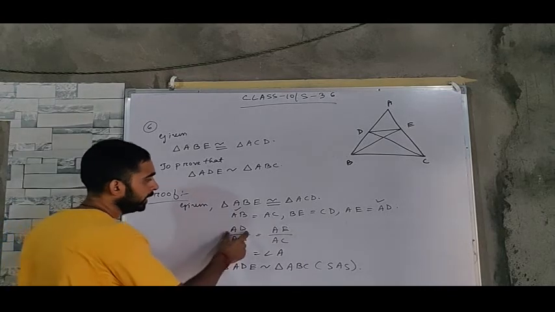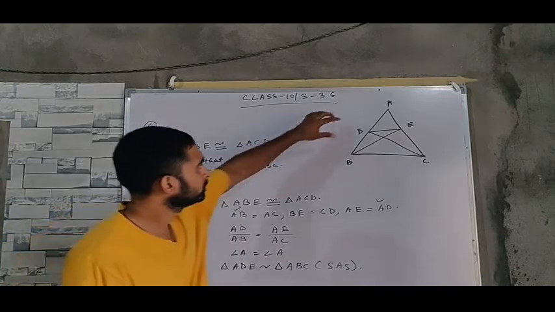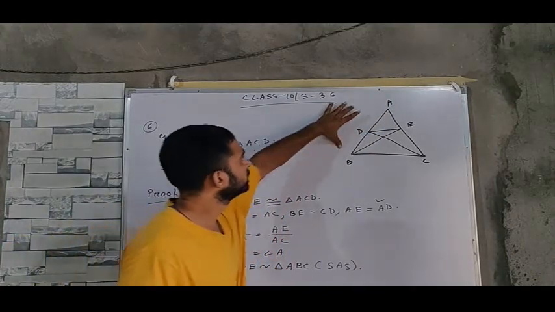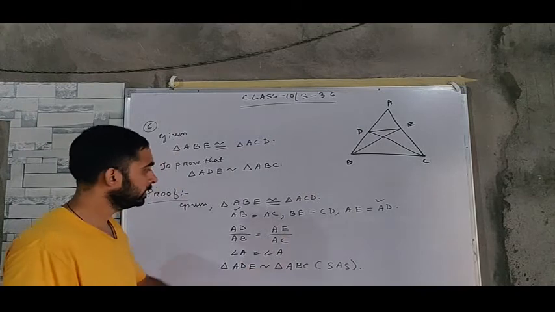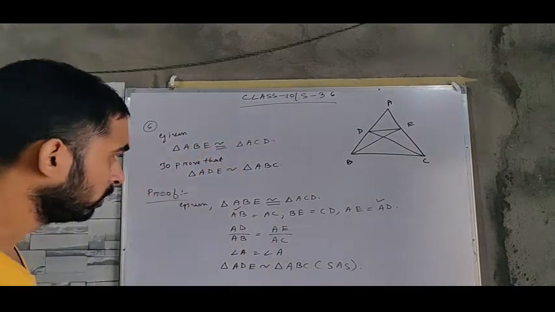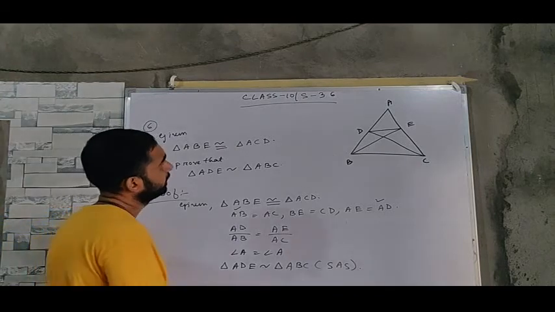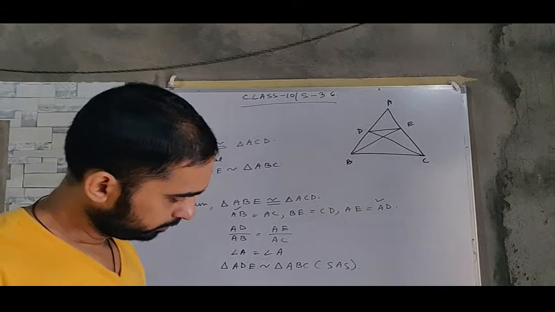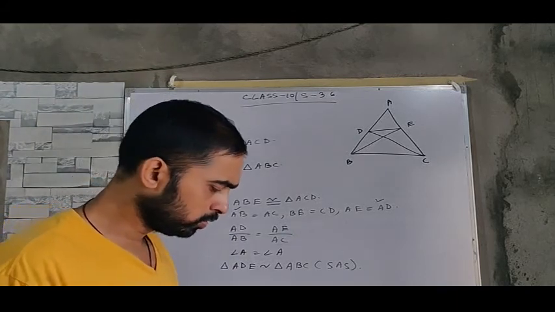And the angle between AD and AE is angle A, and the angle between AB and AC is angle A. So they are similar by side-angle-side. So first note down the solution. In the next class we will do a few more questions, 3 or 4 more questions. It will take a short 2 or 3 classes more.